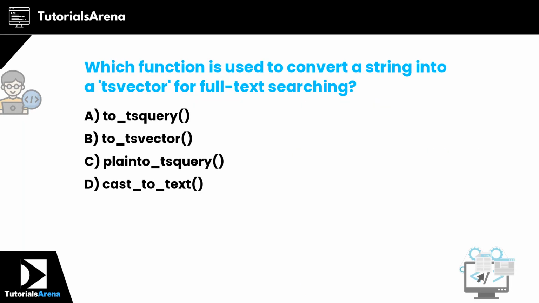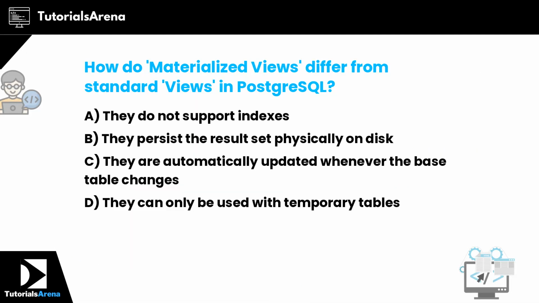Which function is used to convert a string into its vector for full-text searching? The correct answer is option B, to_tsvector. How do materialized views differ from standard views in PostgreSQL? The correct answer is option B. They persist the result set physically on disk.